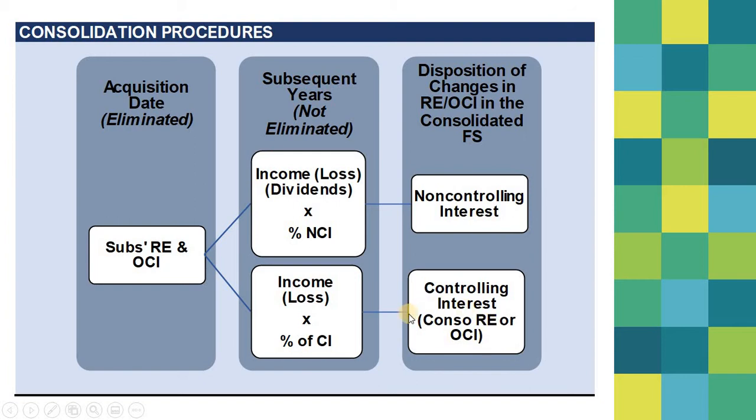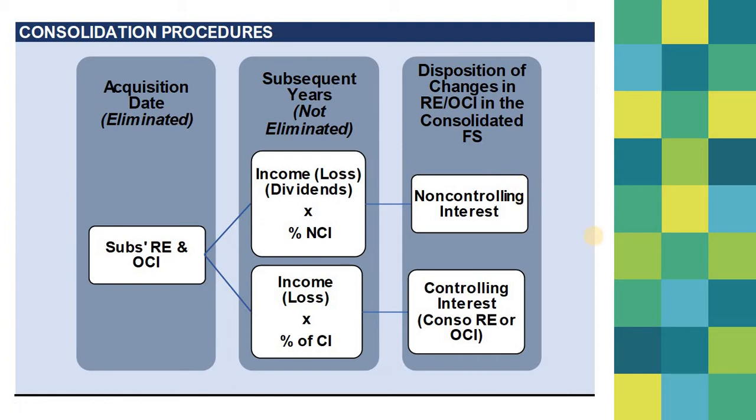So what goes to the consolidated retained earnings or consolidated OCI are the income and loss of the subsidiary that were generated subsequent to the acquisition date. So always remember that any income or loss that is generated by the subsidiary multiplied by the controlling interest percentage will be reported under the consolidated retained earnings and other comprehensive income, if applicable. Then, if we multiply it by the percentage of ownership of the non-controlling interest, it will go to the non-controlling interest account, which is a shareholders' equity account.